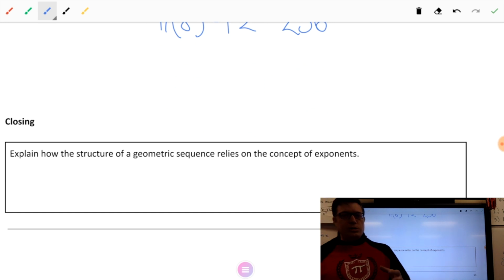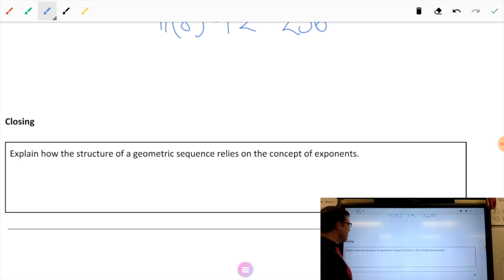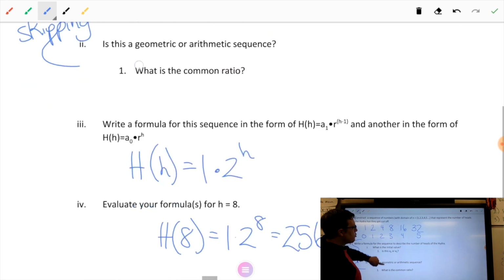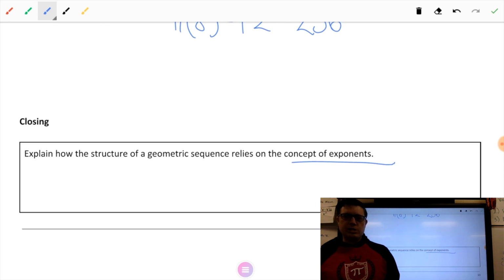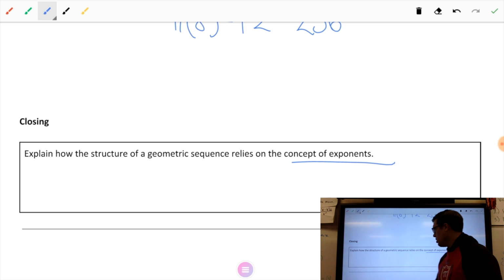Remember, a geometric sequence is where you're doubling every time. There's a growth factor that makes us go from 1 to 2, 2 to 4, 4 to 8, 8 to 16, etc. So in this problem, if we're going to double every time, doubling is an exponential relationship. So whenever we have a geometric sequence, it is an exponential function.